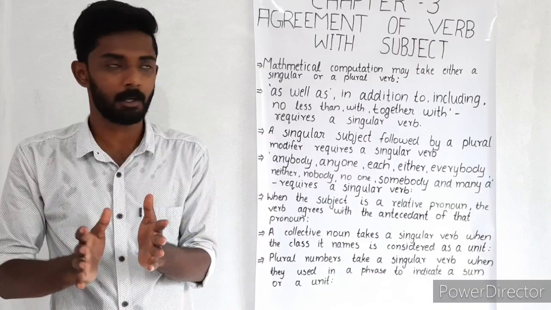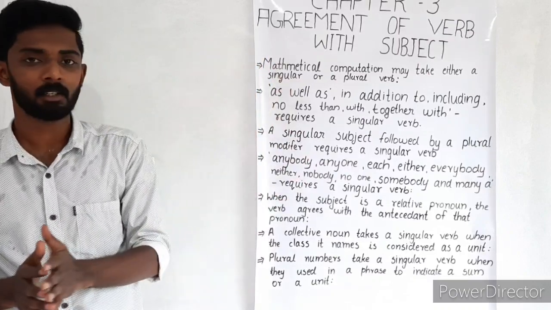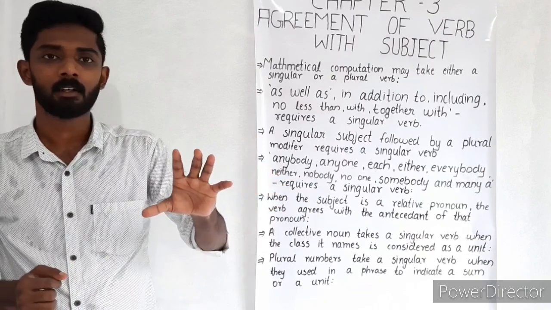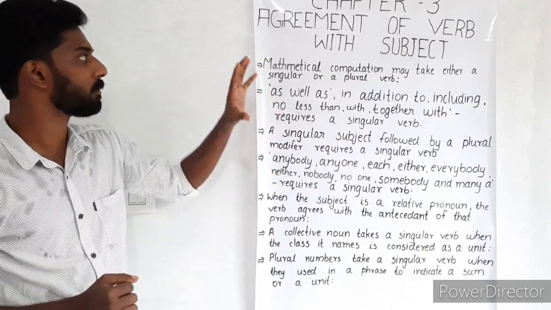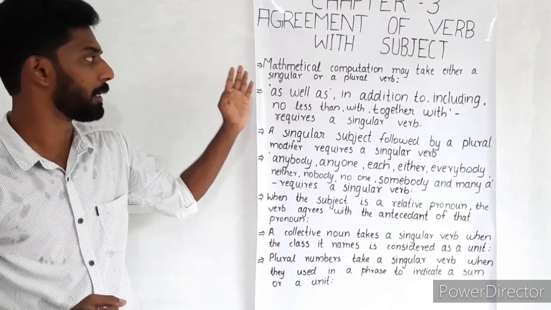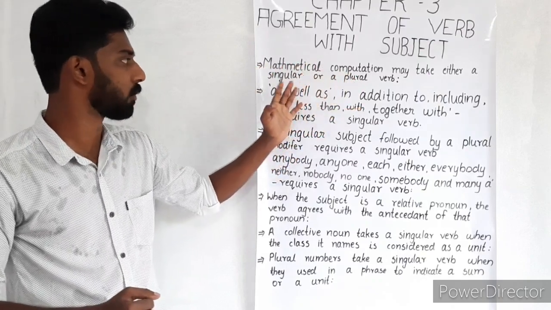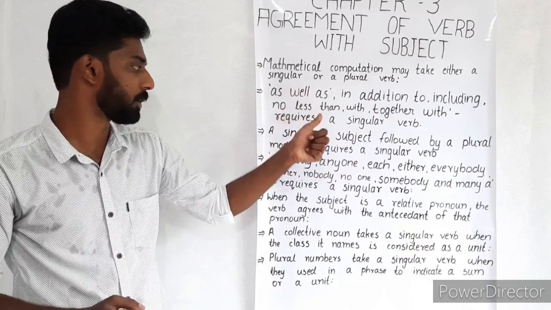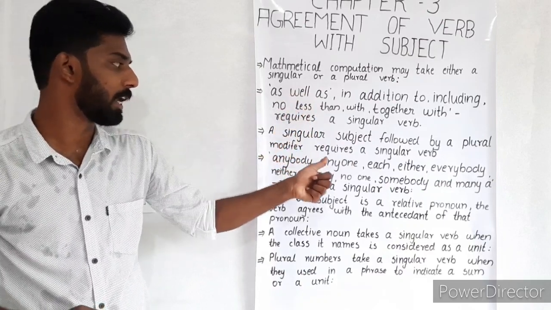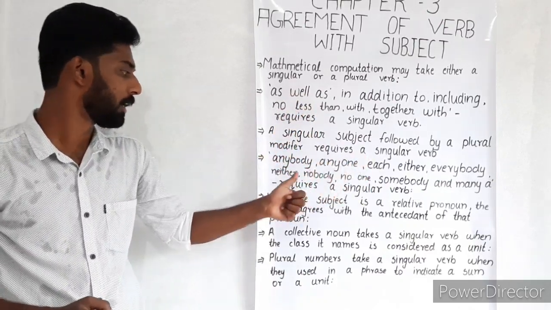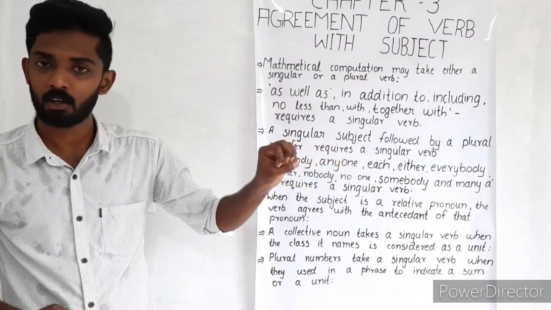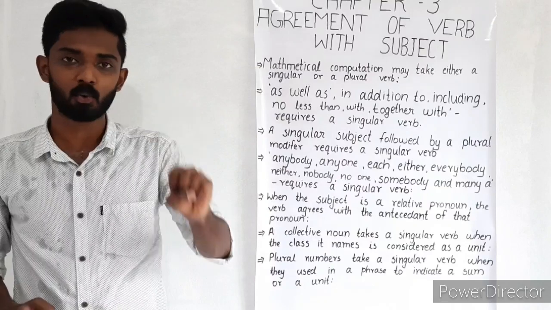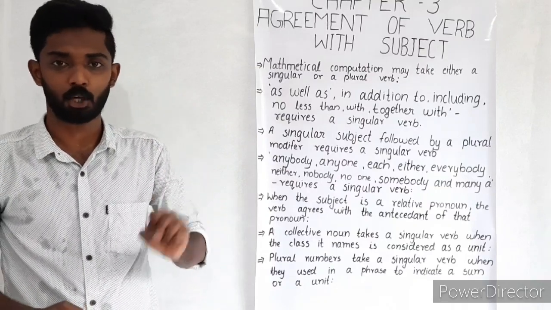So this is all about agreement of verb with subject, and we end the session by concluding the topic. That is, a mathematical computation may take a singular or plural verb, and words like as well as, including, in addition to, no less than, nobody, anyone, each, either, everybody, and all these words take a singular form, as well as the words which are used as a sum or a unit will take a singular verb.